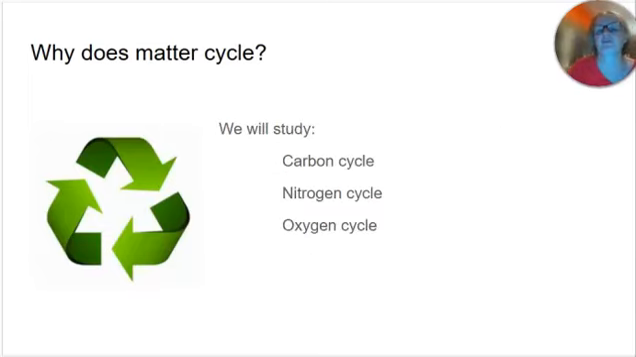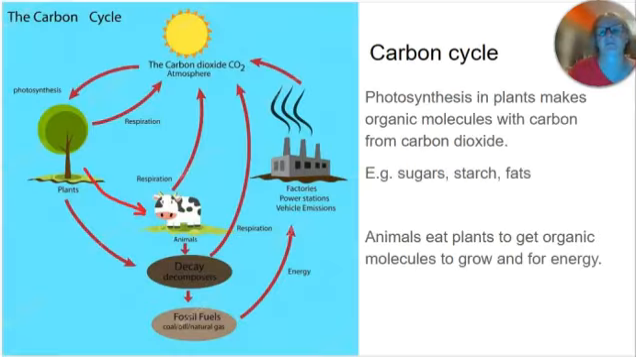In this video, we're going to look at the carbon cycle, the nitrogen cycle, and the oxygen cycle. So we're going to consider how atoms of carbon, nitrogen and oxygen cycle through the abiotic and biotic components of an ecosystem. We'll start off with the carbon cycle.